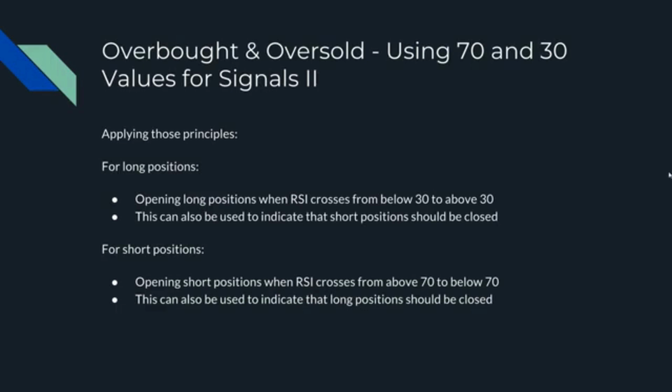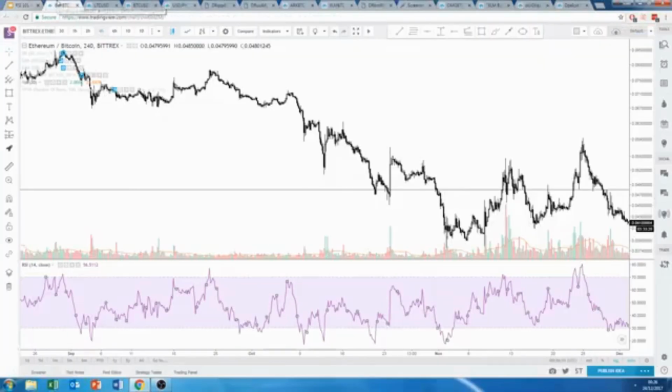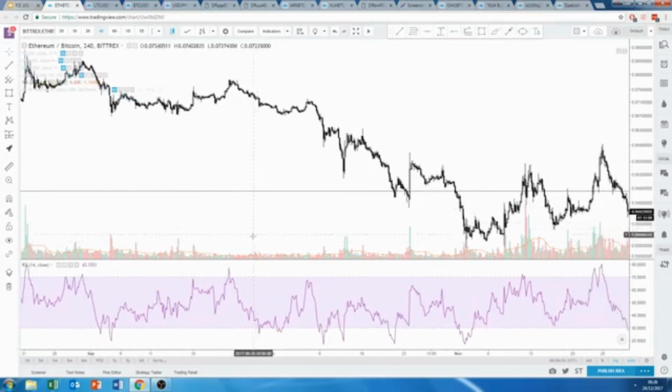Okay, so let's look at some examples. Using just the 70 and 30 levels, this is an Ethereum Bitcoin 4-hour chart. When you open up RSI, you'll see these dotted lines right here. These are the 70 and 30 levels. So let's just look at how they behave.